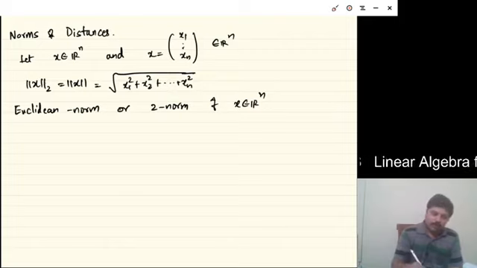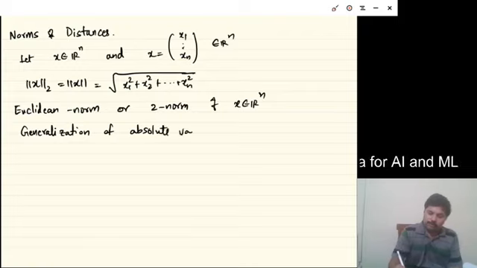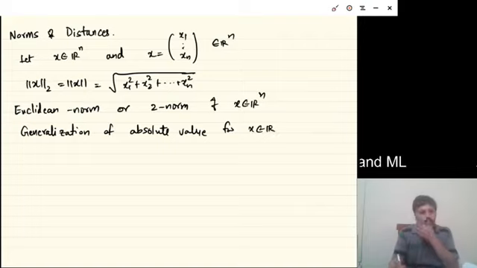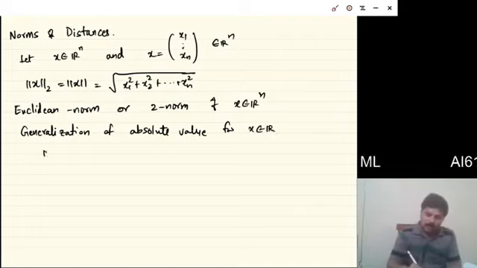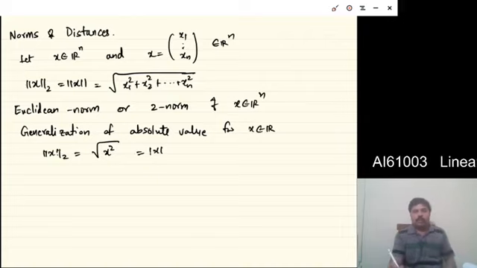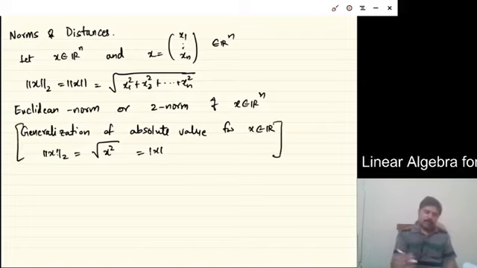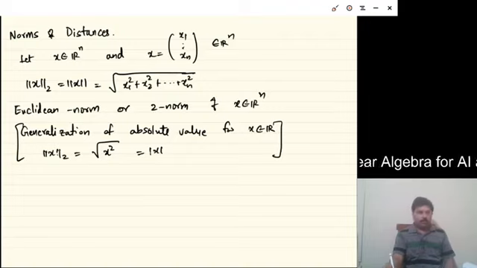You can think of it as a generalization of absolute value for x in R, correct? And how do you see that? Suppose x is in R, then the 2 norm of x is basically the square root of x square, and I'll always take the positive square root by definition, so it becomes the absolute value. So this is how you can view the 2 norm as a generalization of absolute value.